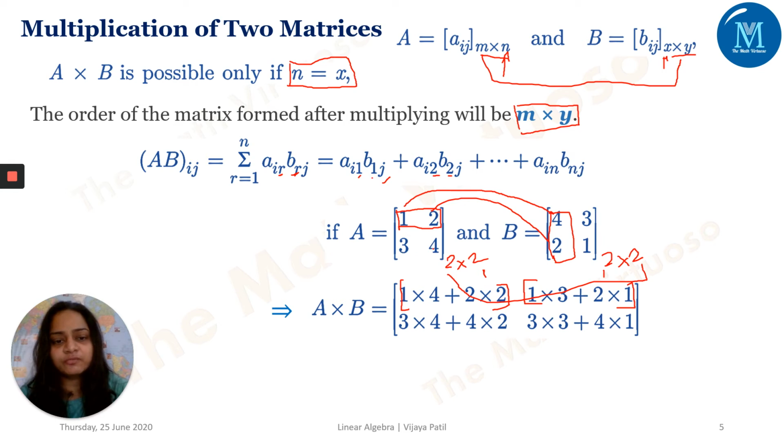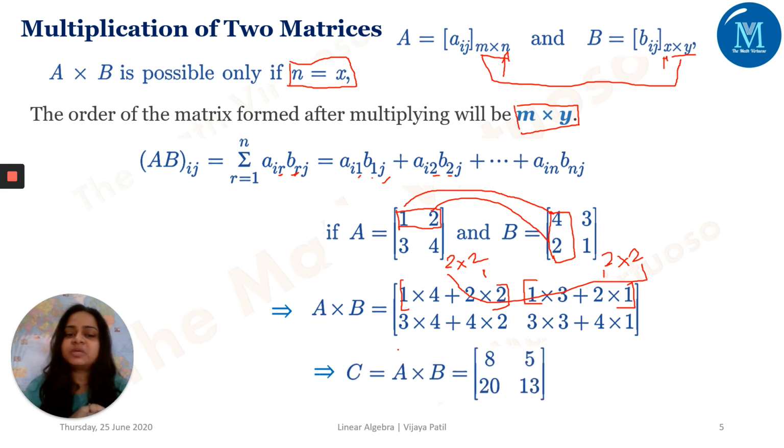Similarly, the multiplication will happen this way. So 3, 4, 4, 2, right? 3, 4, 3, 1. In this way the multiplication will happen, and the resultant matrix A cross B is 8, 5, 20, 13, which is again of the order 2 cross 2. As I have told, it is of order m cross y, because it's 2 cross 2 over here.